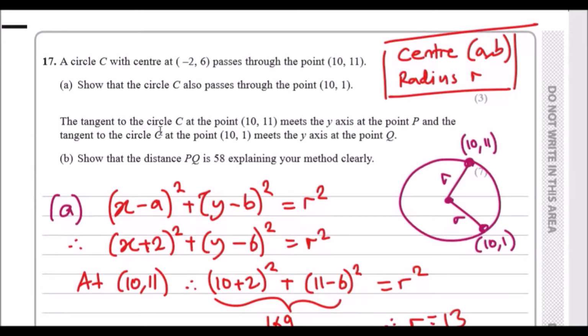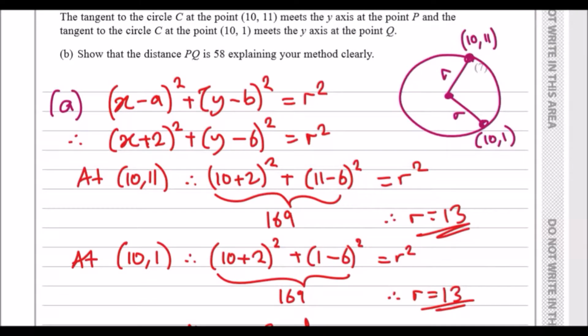Now here comes the final main meat of the paper. So the tangent to the circle C at the point (10, 11), so over here, meets the y-axis at the point P. I'll show you how I did this. And the tangent to the circle C at the point (10, 1) meets the y-axis at the point Q. So you've got two different tangents. Now, this is the main part. Show that the distance from P to Q, so when they meet the y-axis, is 58. We have to explain every step. Okay guys, so let me show you what I did exactly.